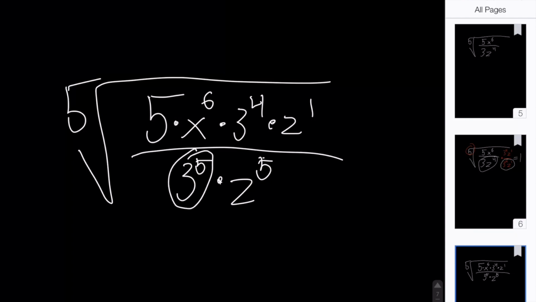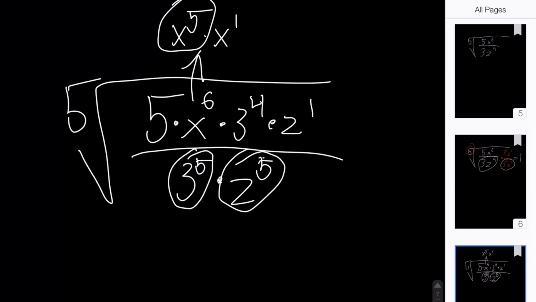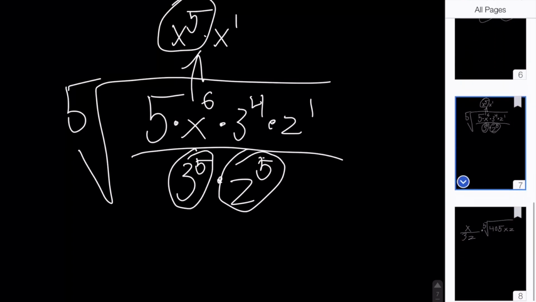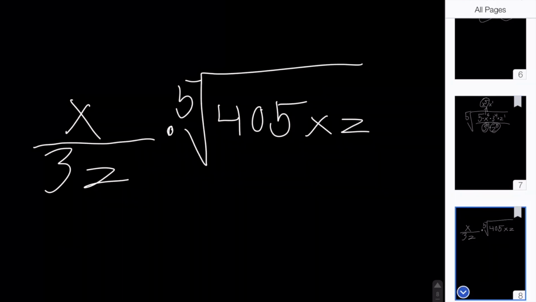So we have 3 to the 5th here, z to the 5th here, and you think we're done, but we actually have an x to the 6 over here. This can be rewritten as x to the 5th times x to the 1, because when you multiply these, you add the exponents together. So we once again have another 5th here. So what we can do here now is bring out those three values, like we do here.